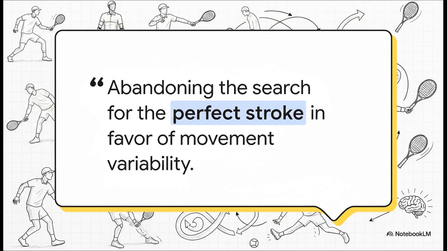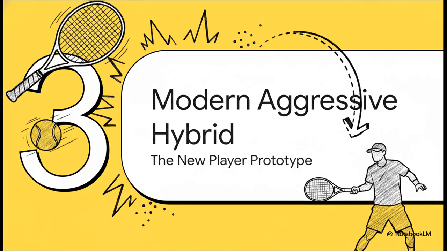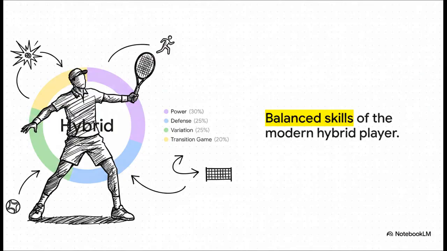Which brings us to Section 3, the modern aggressive hybrid, the new player prototype. This massive shift in scientific understanding has birthed an entirely new breed of competitor. In the past, it was pretty simple, right? You were either an aggressive baseliner who hit huge, or you're a counterpuncher who just ran everything down. Well, not anymore. Today's elite player dedicates about 30% of their game to raw, aggressive power to dictate play.